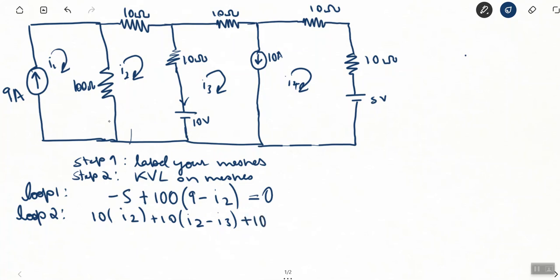And then we'll come back here and then we'll be back to the 100 ohm. And the current will be I2 minus I1. And we know I1 is just 9 amps. And the sum is 0. Now loop 3.